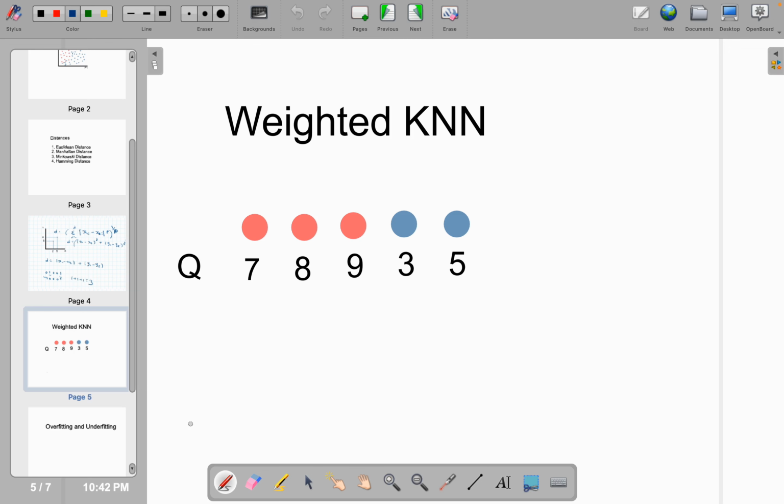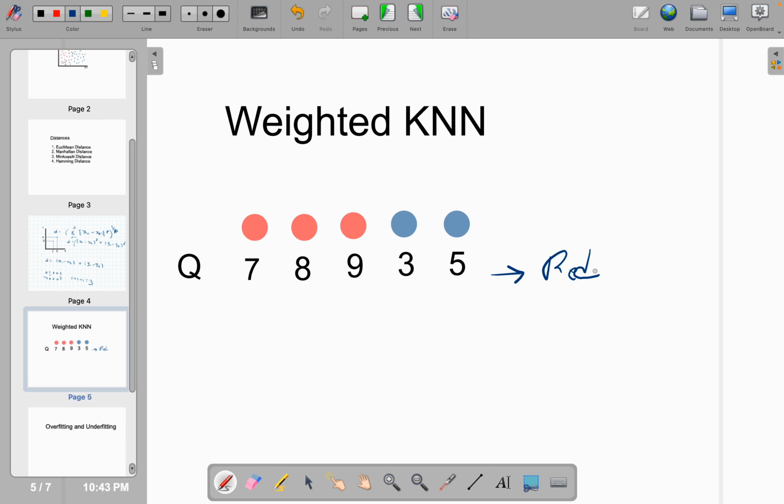Yeah. So there is one variation in the KNN, or you can say enhanced version of KNN, which is called a weighted KNN. Okay. So see, for a query point Q, we have these 5 nearest neighbors. Okay. So 3 are red and 2 are blue.